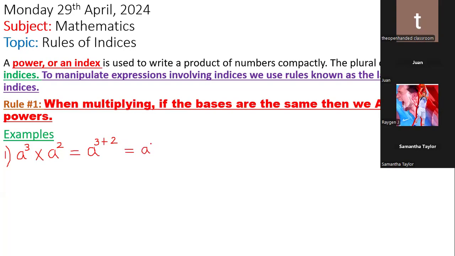A to the power of 5. Very good, A to the 5th power. Okay. So again, once the bases are the same, you add the powers. So A to the 3rd power multiplied by A to the 2nd power is going to be A to the 3 plus 2 power, which is going to be equal to A to the 5th.